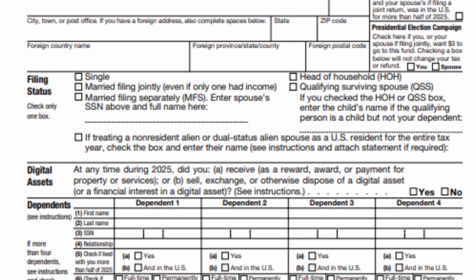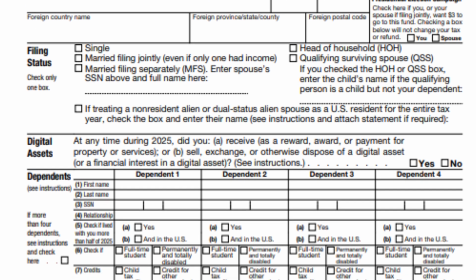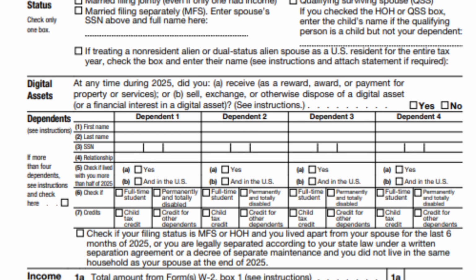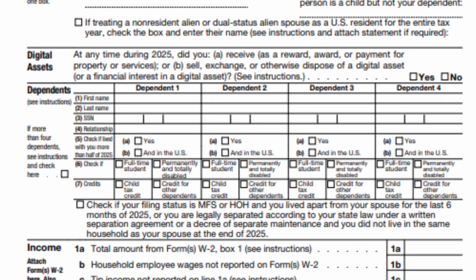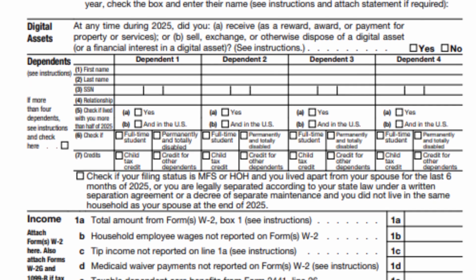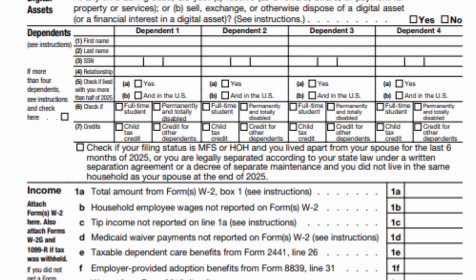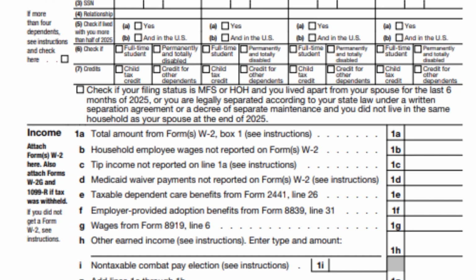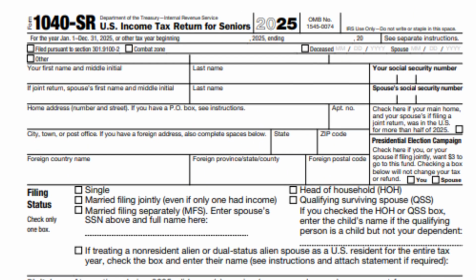What is IRS Form 1040? Form 1040 is used by US citizens and resident aliens to report their annual income, claim tax deductions, and calculate how much tax they owe or the refund they'll receive. It covers all income sources: wages, interest, dividends, capital gains, retirement income, and more.